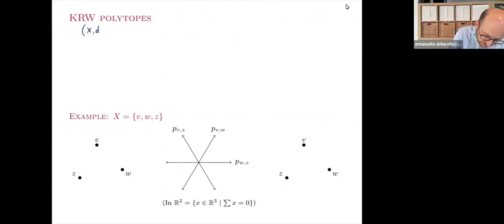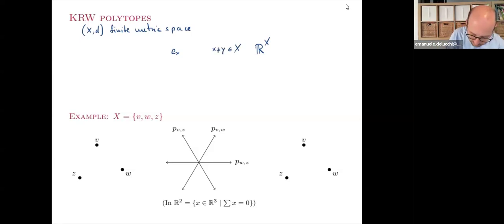So I start with a finite metric space. My polytope will live inside this Euclidean space, by which I mean a Euclidean space with one coordinate for every element of the finite set. So the standard basis vectors of this are just such little vectors e_x, where x is an element of my metric space. And if I have two distinct elements of my metric space, I have two distinct standard basis vectors that I can subtract one from the other.